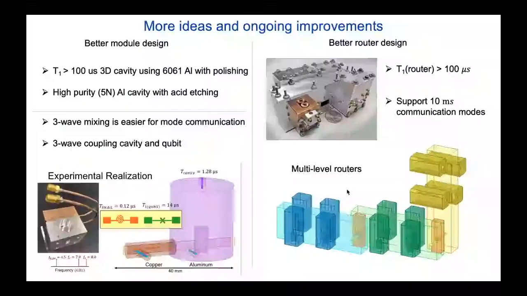Okay, so like I said, at the current stage, the limitation of our modular quantum computer is the T1 and the T2 of the system. So we have some ongoing improvements and more ideas about how to improve that. First, we definitely need a better module design, and like the previous talk said, we should have a better T1 of our cavity. At this moment, we are using 6061 aluminum with a polishing technique, which can reach around 100 microsecond T1 of our cavity. And later we want to try high purity cavities, also with acid etching, hoping we can get maybe 50 million or even higher quality factor of our cavity.